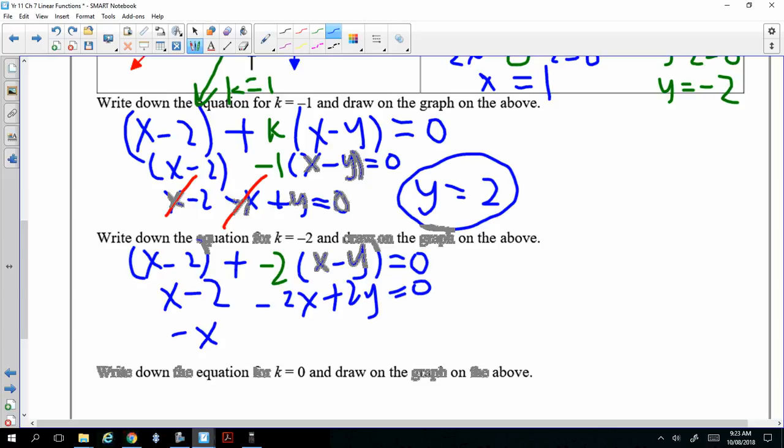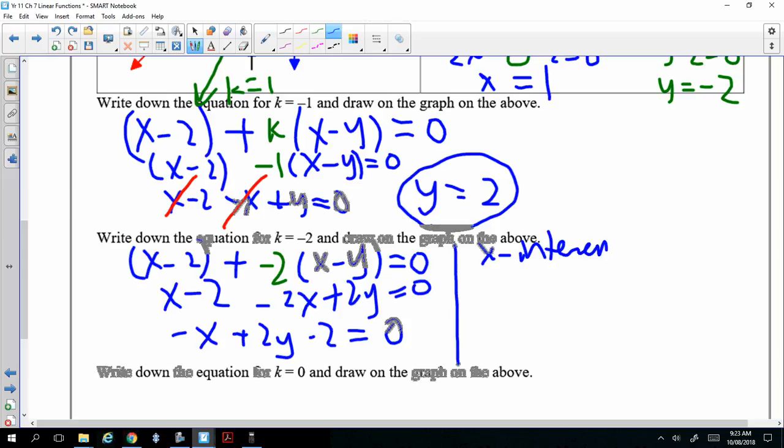Okay, all right, I can't be bothered to get rid of the negative. I'll just keep it there. Let's draw the graph. Let's find the x-intercept and the y-intercept. Okay, and then draw it. See what you get.